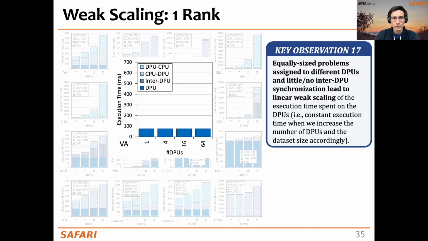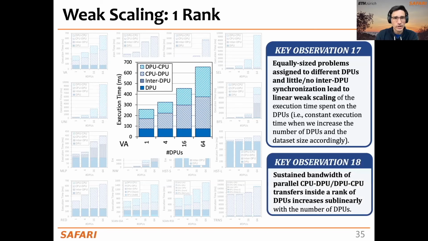These are the results for VA, as we see flat DPU kernel time. However, even though we are using parallel transfers in VA and in other benchmarks, the sustained bandwidth of the parallel CPU-DPU and DPU-CPU transfers inside a rank of DPUs increases, but it increases sublinearly with the number of DPUs.